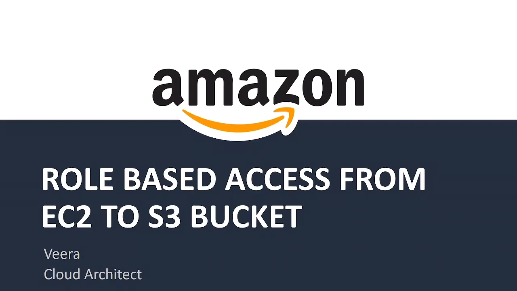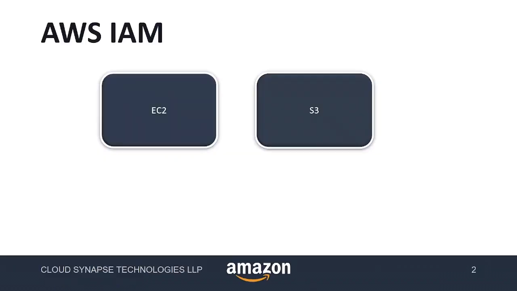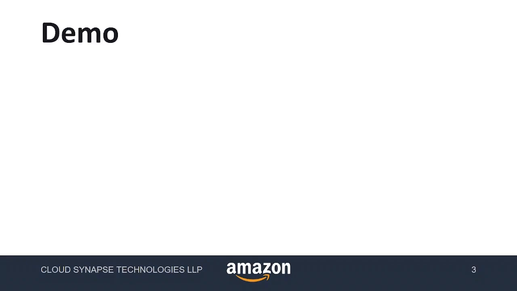Today we are going to see role-based access from an EC2 instance to an S3 bucket, or from any AWS service to another AWS service. So I have two services, EC2 and S3, and I'm going to access the S3 bucket from the EC2 instance. For that, I have to create a role to have the necessary permission to access the S3 bucket, and then I have to attach that role to the EC2 instance. Then we can access the S3 bucket from the EC2 instance. Without wasting any time, let me go into the demo.